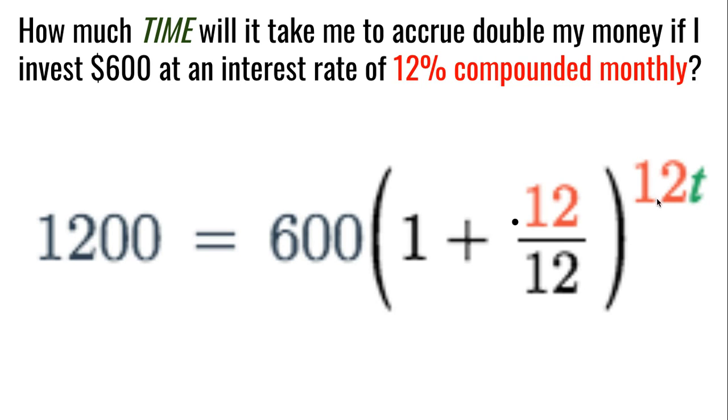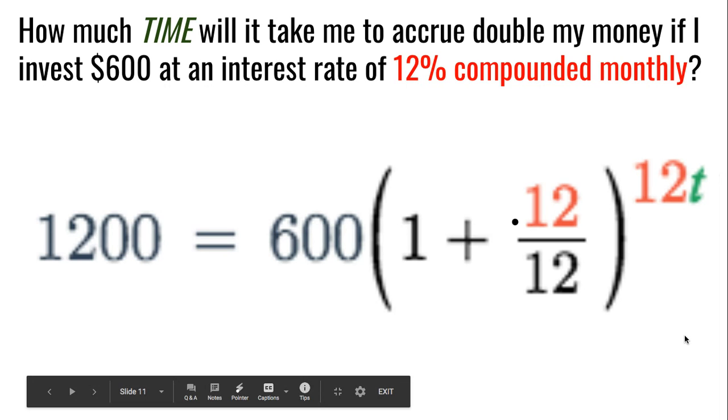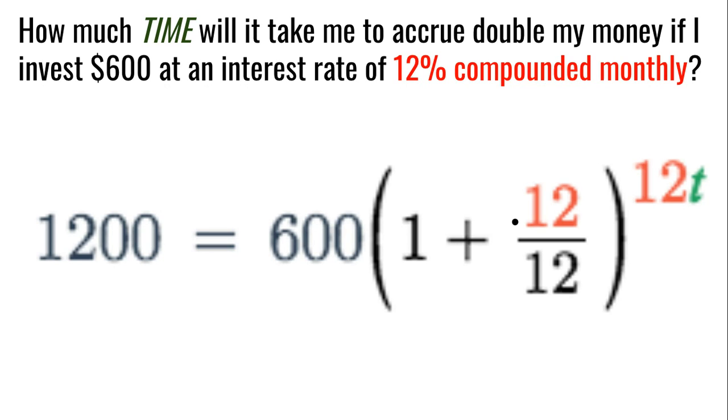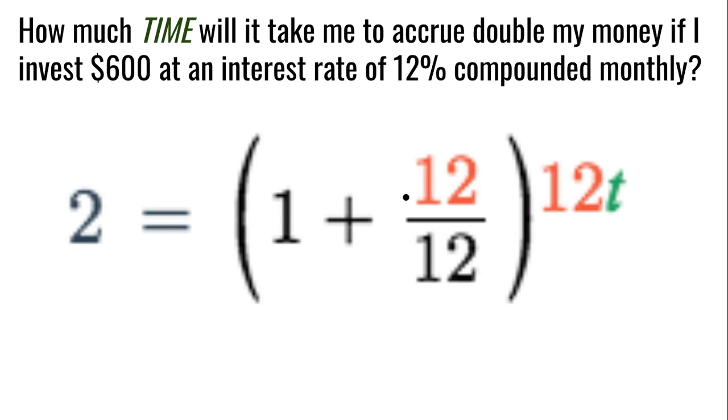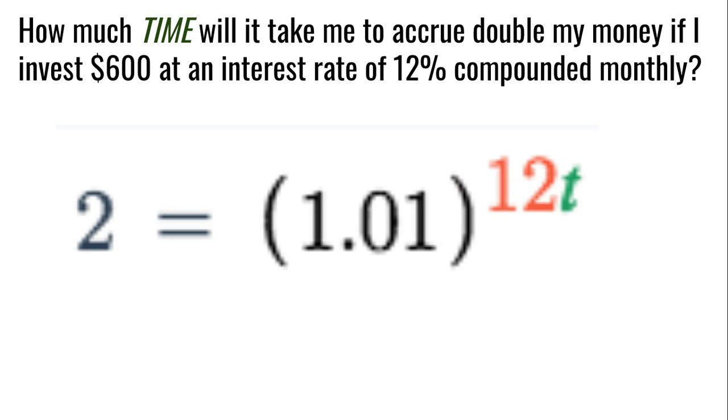We have our variable in the exponent. We can start cleaning it up just like normal. Let's start cleaning it up and using inverse operations to get our variable alone. I can divide the 600 right away. I can clean up inside of these parentheses. 0.12 divided by 12 is going to be 0.01 plus 1.